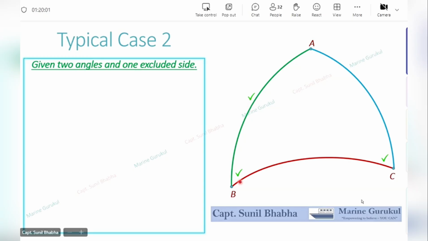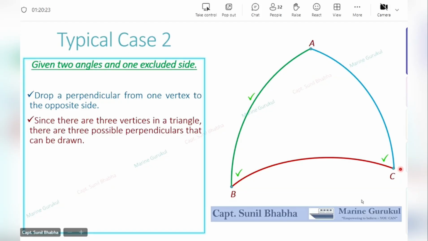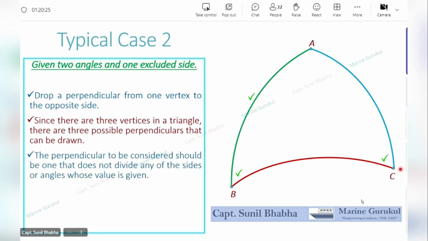Now we cannot use the cosine formula here. It does not fulfill the criteria for the cosine formula. And also we cannot use the polar triangle concept. Even that will not be able to solve this. So again, we follow the same technique. We drop a perpendicular from one of the vertices to the opposite side. Now, which vertex shall we pick up? There are 3 vertices.